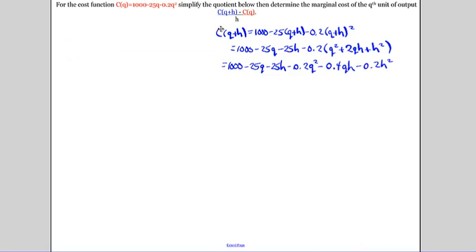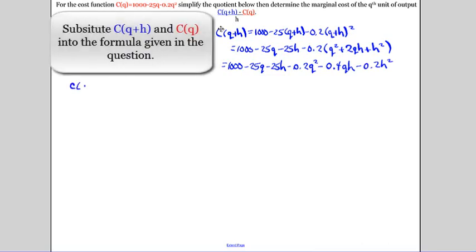Now that we have c of q plus h and we're given c of q, we can substitute these into the quotient formula that we plan to simplify. So in the next few steps, I'm going to write the c of q plus h with blue and the c of q with red, just so that you can distinguish them easier. So I'm going to go ahead and plug in the equation for c of q plus h.